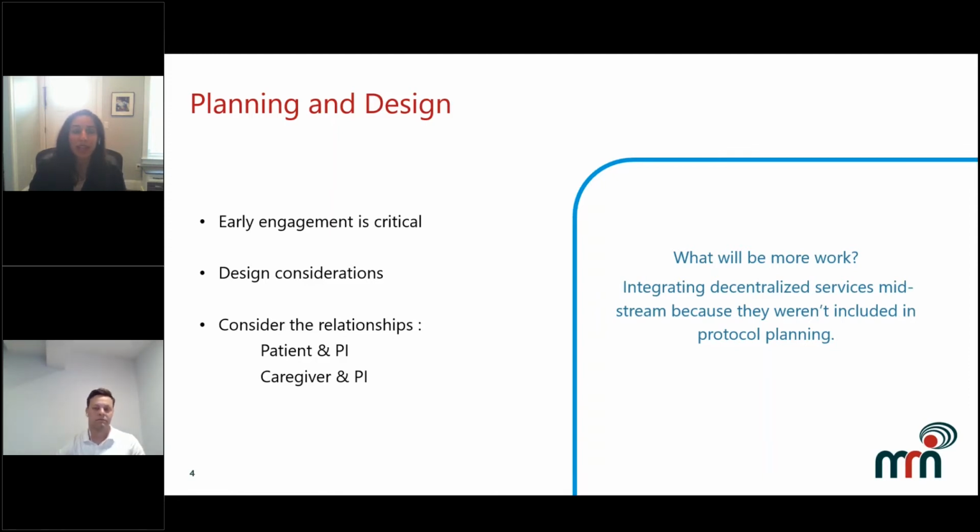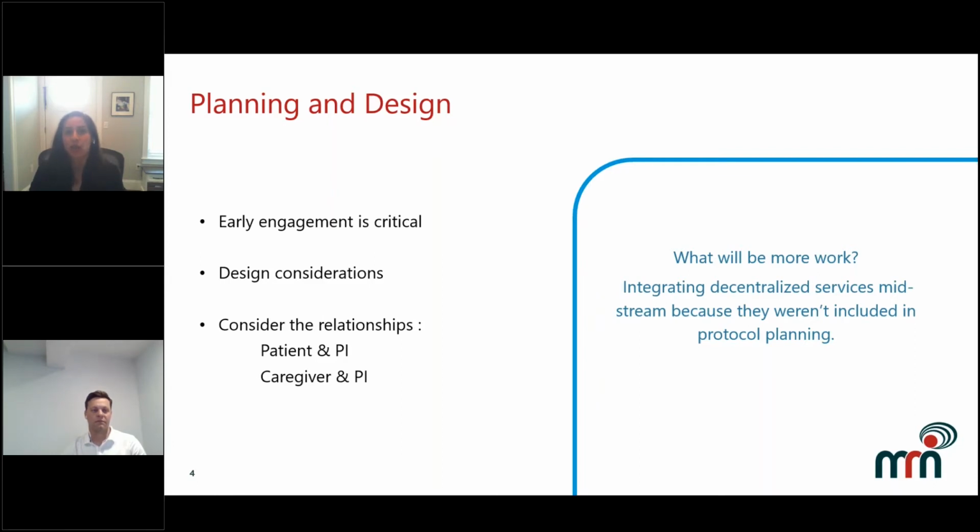And so as mentioned in the beginning, I've implemented some aspects of decentralized clinical trials prospectively and midstream. And doing it midstream is very, very difficult. It's basically having to retrofit decentralized clinical trials into an entire structure that already exists, which is much easier said than done.